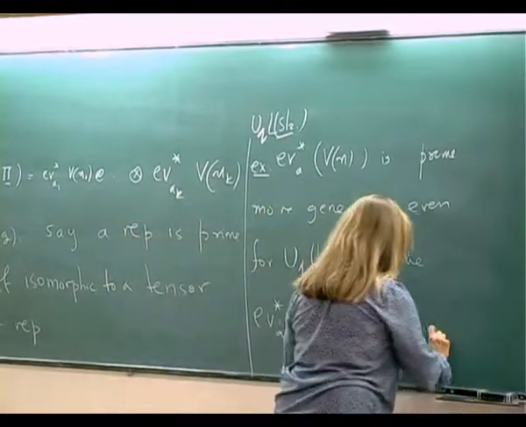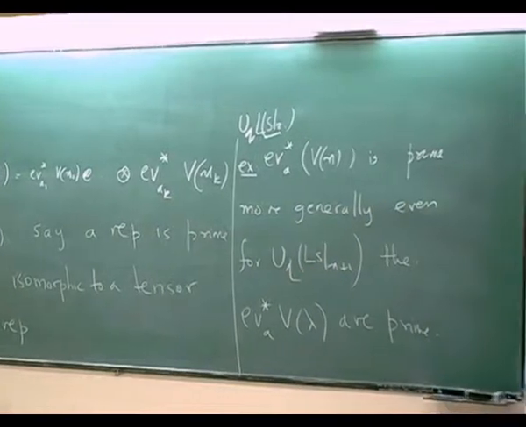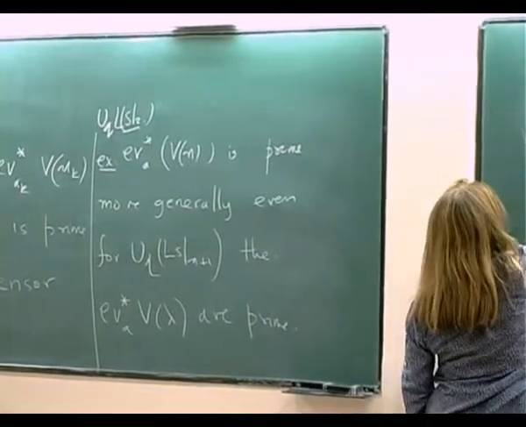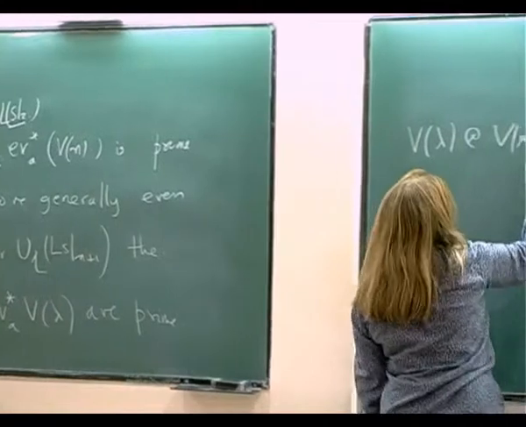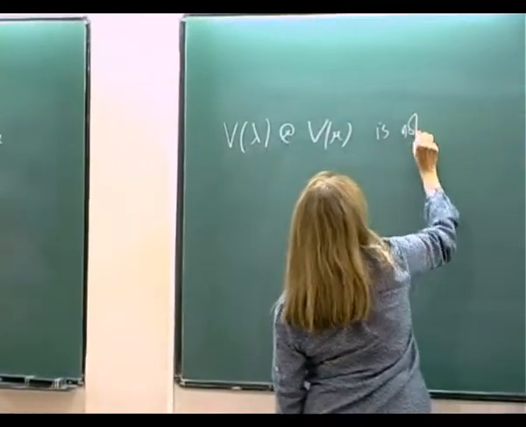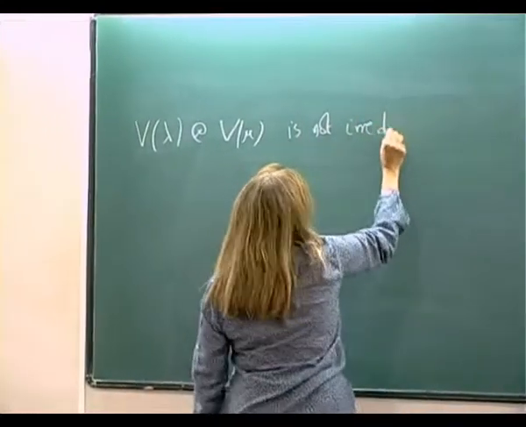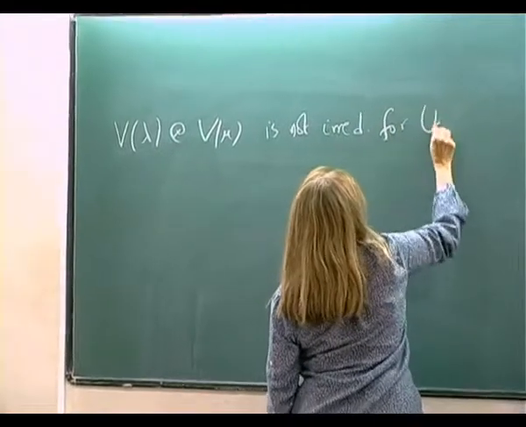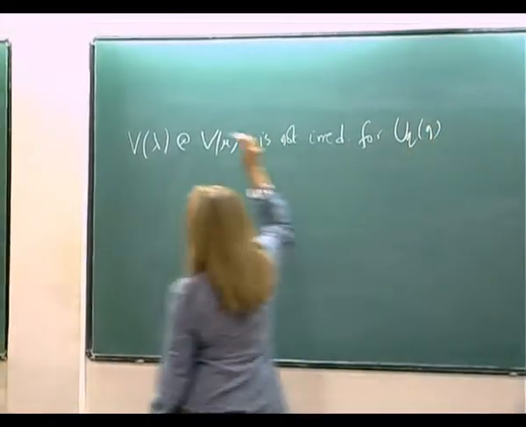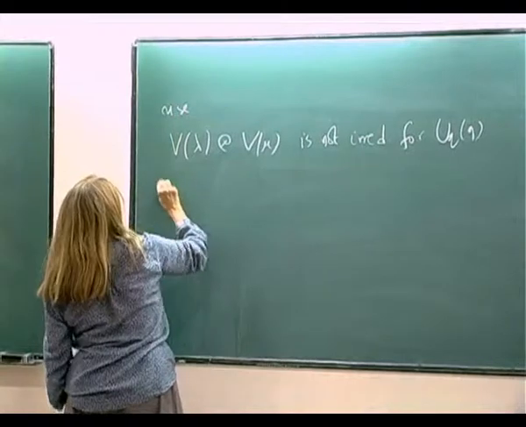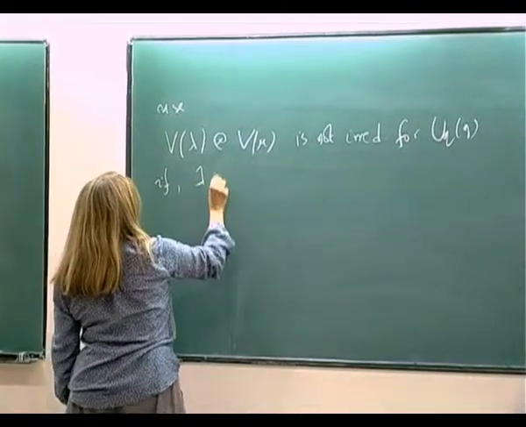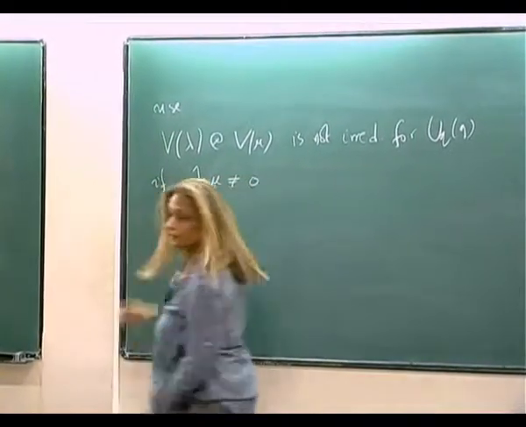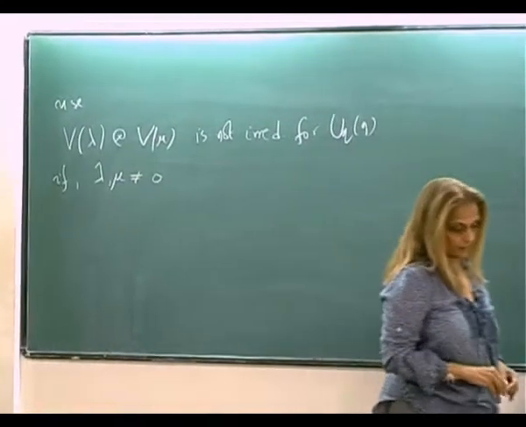And the remark I'm referring to that you need to use is that V_lambda tensor V_mu is not irreducible for U_q G or U G, if lambda and mu are both different from 0. Okay, that's the relevant exercise.